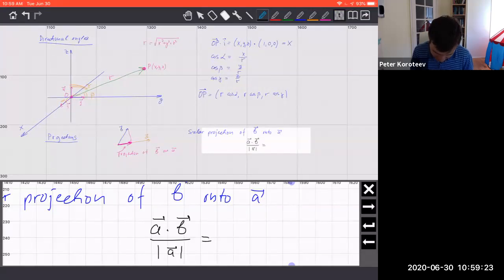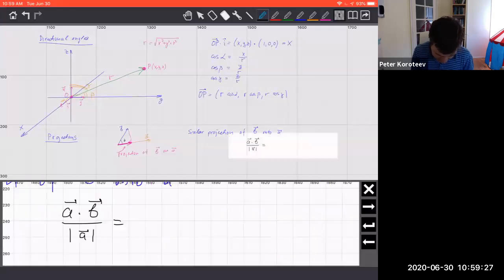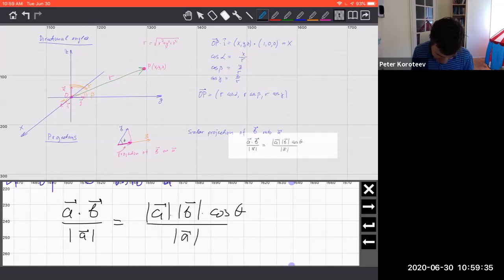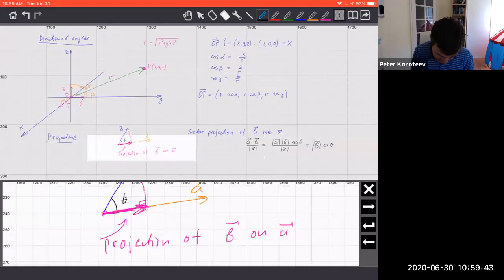So A dot B, if this angle is theta, then A dot B is absolute value A times absolute value B times cosine theta, divided by absolute value of A, right? So that's simply B times cosine theta, which is of course the length of the segment, right? So this projection actually measures to B times cosine theta.